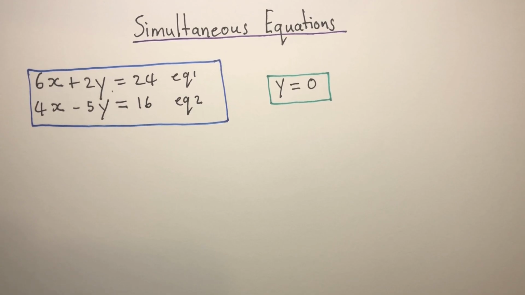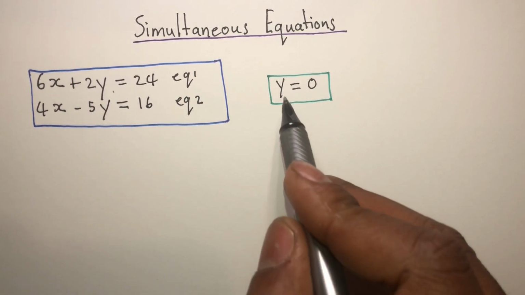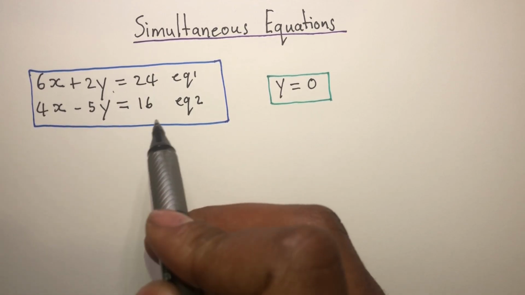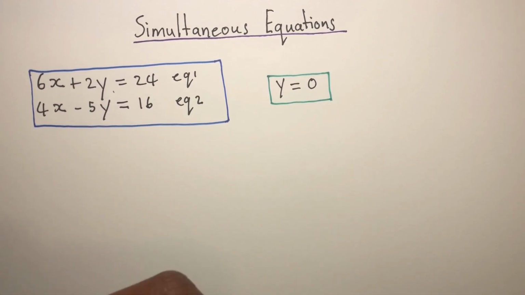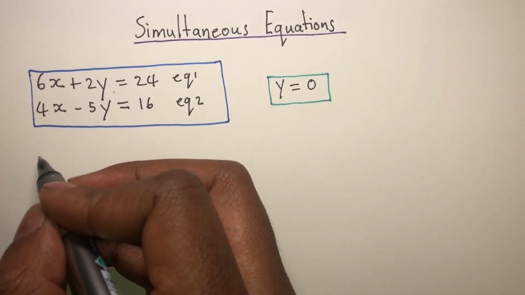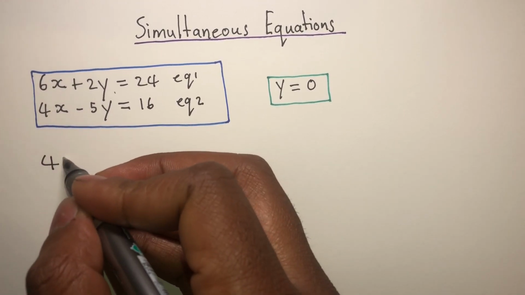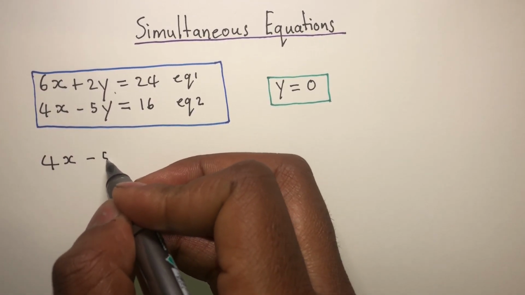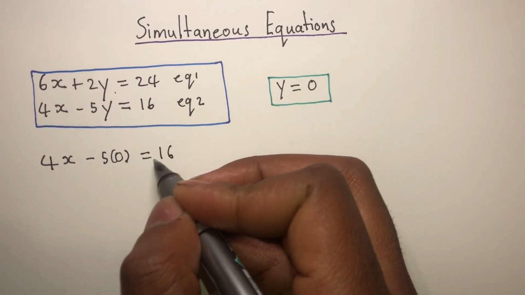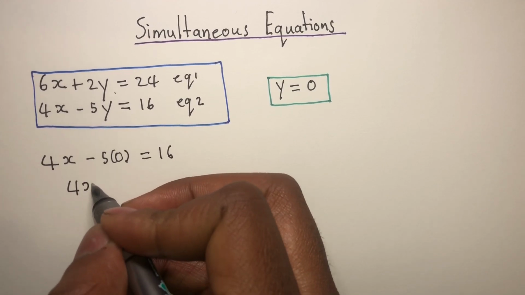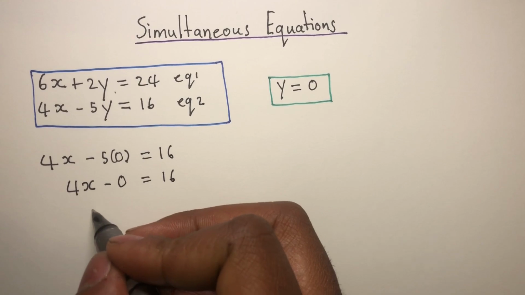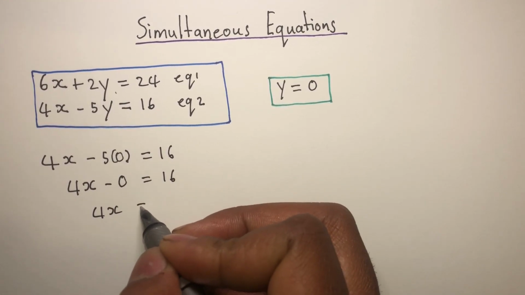The next thing we're going to do is plug our y value into either equation 1 or equation 2 and solve for x. And in this lesson, we're going to plug it into equation 2. So that leaves us with 4x minus 5 times 0 equals 16. We're left with 4x minus 0 equals 16. 4x equals 16.